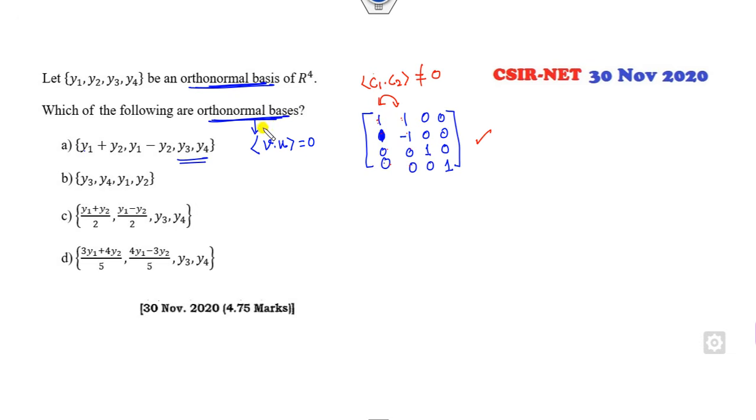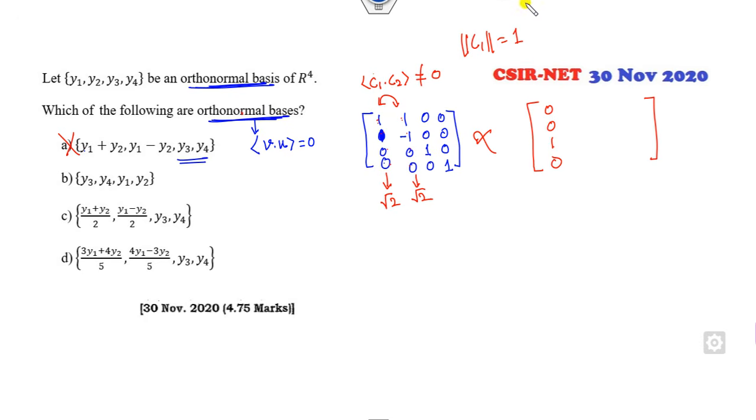Okay, but for orthonormal, the dot product is 0, fine, but each column must be a unit vector. Is it a unit vector? No, the length is root 2. The length is root 2, so the first option is cancelled. Look at the second.